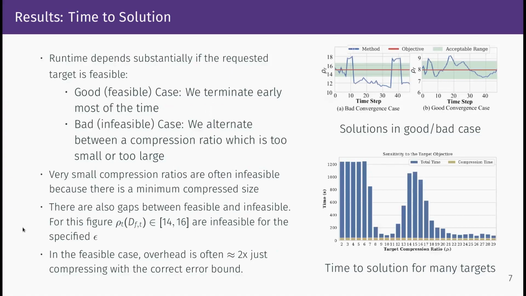So here we summarize the time to solution for the algorithm. And what we see here is that the runtime depends substantially on whether or not the target compression ratio is feasible. So what do we mean by that? In the earlier slides, we saw a cartoon which illustrated a stair-stepping behavior between the error bound and the real compression ratio that we were able to achieve. In the case that we're in a good case, we can actually terminate early most of the time because we find a solution to the problem very early. That allows us to terminate early and we get fast run times. However, we also have bad or infeasible cases.